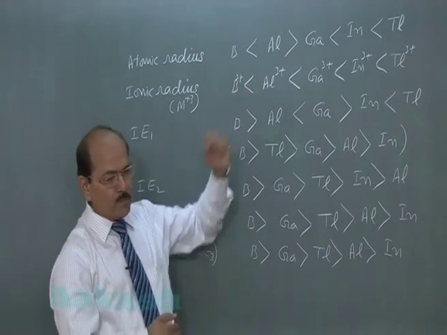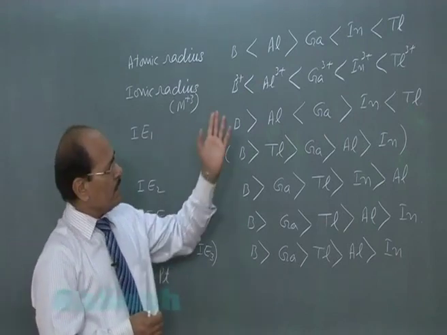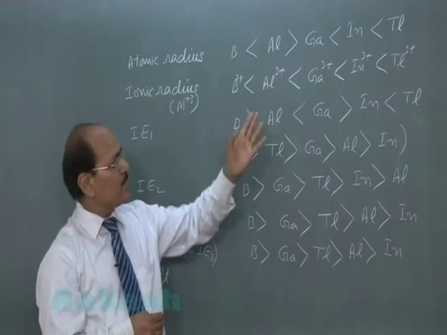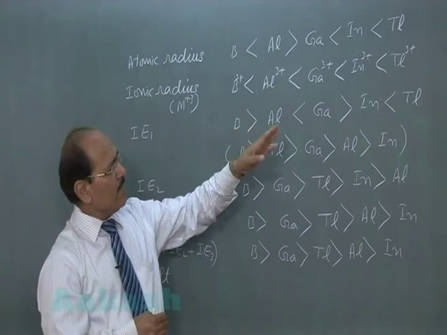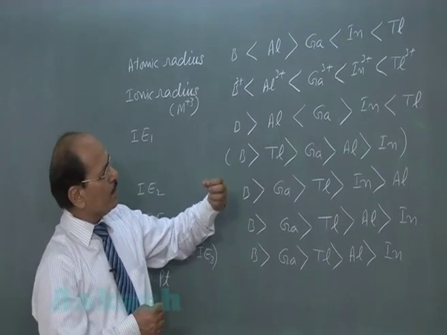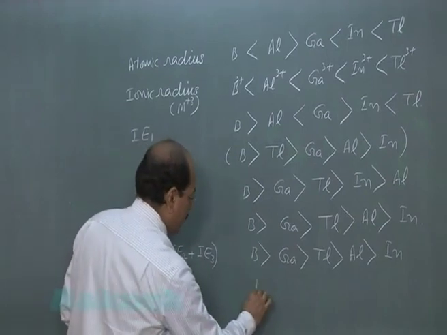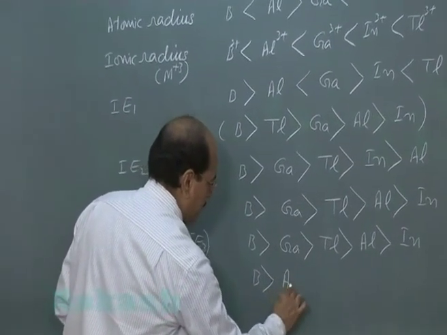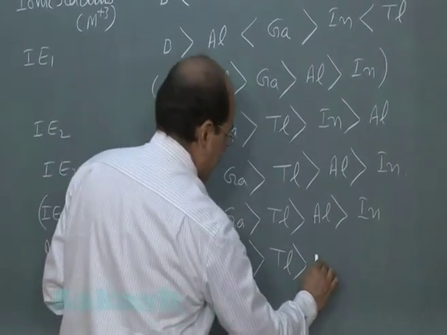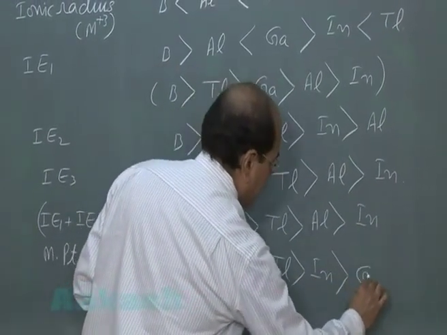From boron, when we move to aluminium, there is a considerable decrease in the melting point. Gallium has a still lower melting point. Thereafter the melting point starts increasing. Indium has a higher melting point than gallium. Thallium has a still higher melting point than indium. Both indium and thallium have a lower melting point than aluminium. So the trend for melting point is boron, followed by aluminium, followed by thallium, followed by indium and gallium.